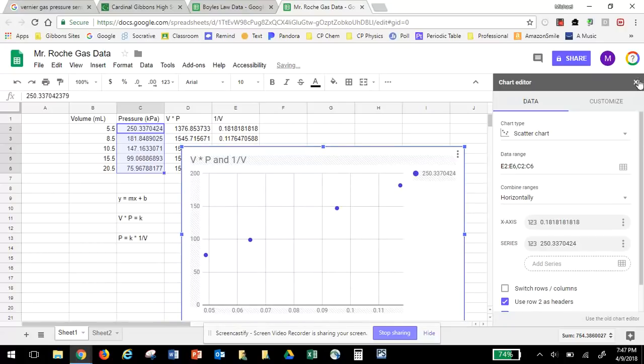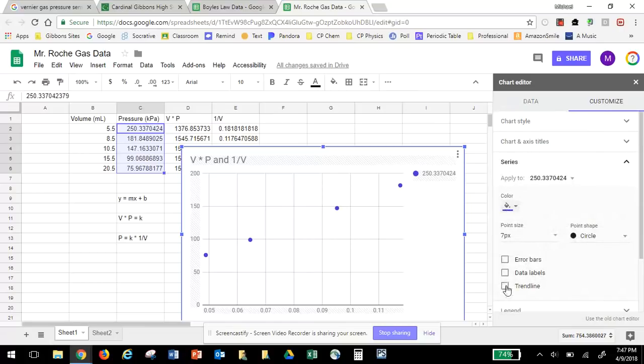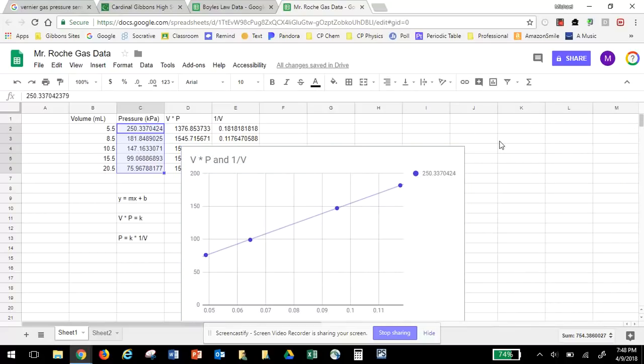And you can see that's a line. And if you don't believe it's a line, you can go to customize and the series, and you can say put in a trend line, and look, there's a straight line. Isn't that wonderful? That's math, kids. All right, so that is what we learned.